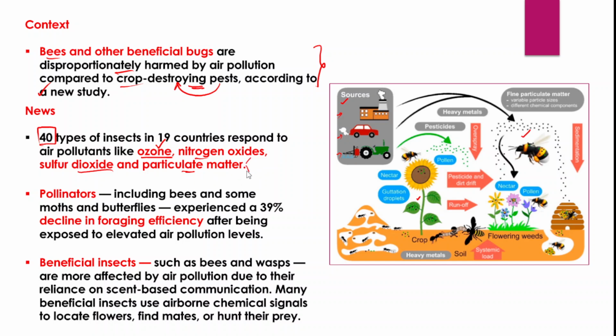So there are two important particulate matters: PM 2.5 and PM 10. Right, so these are the major air pollutants, and these air pollutants are harming the beneficial, natural pollinators, which include some bees, moths and butterflies, right? So these are important pollinators. In fact, they are also beneficial insects. These beneficial pollinators have experienced a 39% decline in efficiency when they are increasingly exposed to higher levels of air pollution, right?